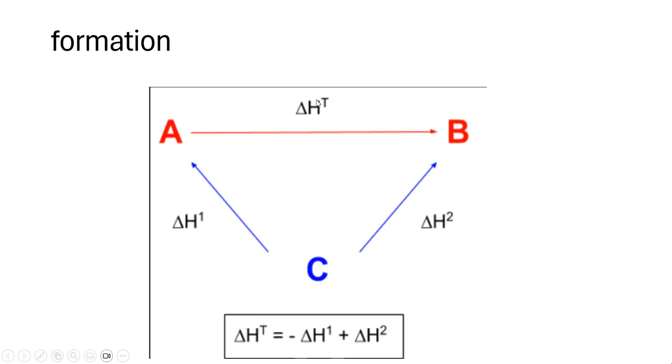And if I'm trying to find delta H total, what I'd have to do is go from A to B. So I'd have to go from A to C and then C to B. Now, for A to C, I can just flip this arrow. This arrow is going from C to A; I can flip it to go from A to C. If I flip the arrow, it becomes negative, so it becomes negative H1. So negative H1 plus H2. Does that make sense? Like vectors.